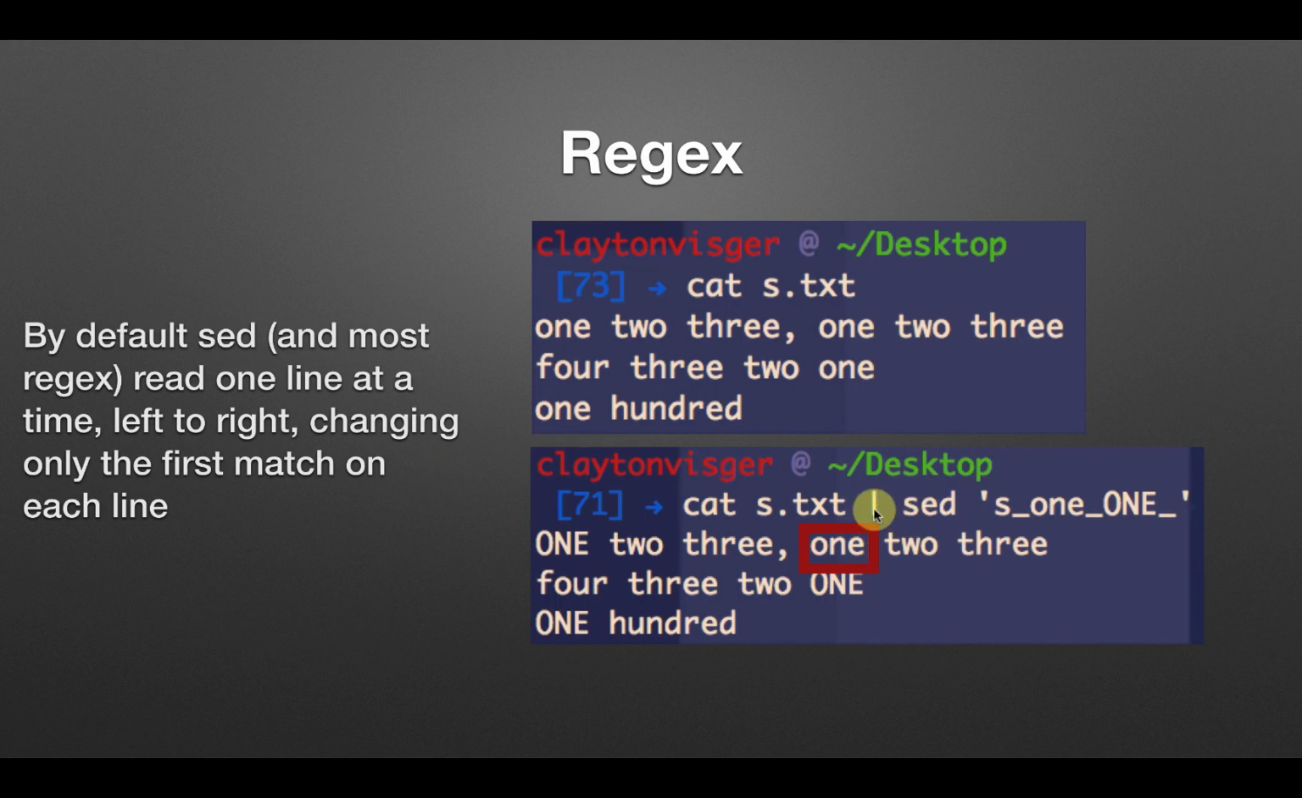So something you might notice is that when we do this first example of using sed with this simple pattern search and replace, we only replace the first one on this line and not the second one, but we replace the one here and the one here. So by default, unless you tell it otherwise, sed only replaces the first pattern recognition of each line.